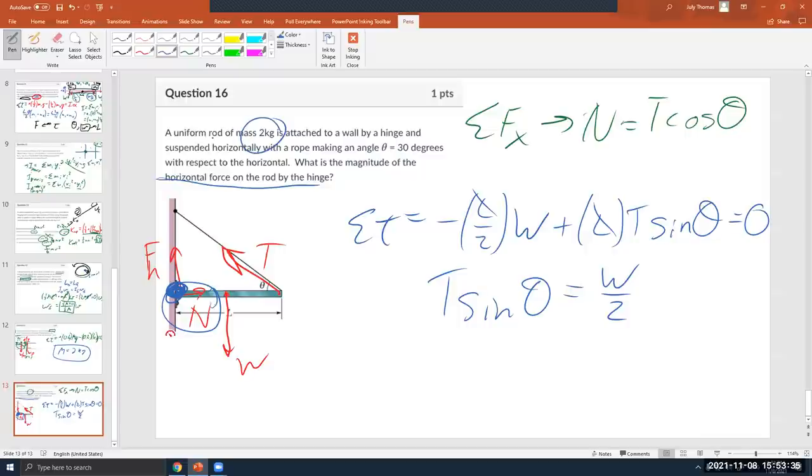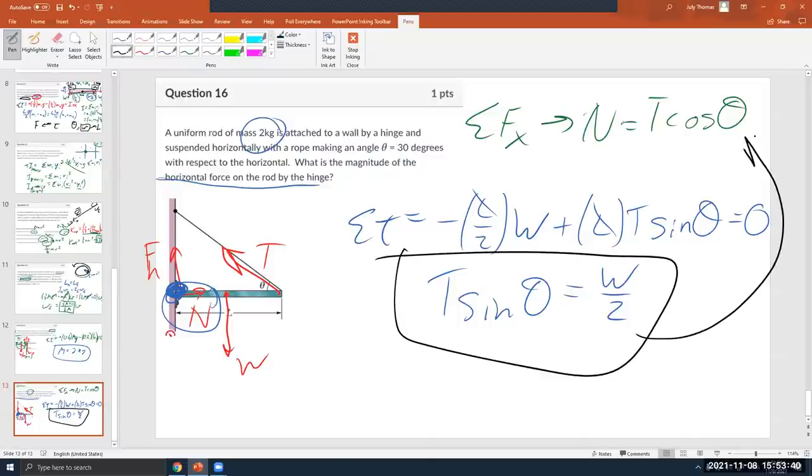You're given the mass, so the problem is essentially done from there. You just solve for T here and then plug it in right there, and you'd have your normal force.